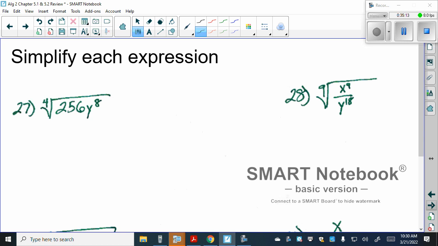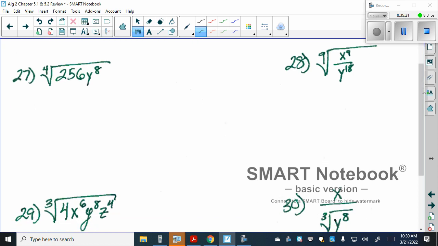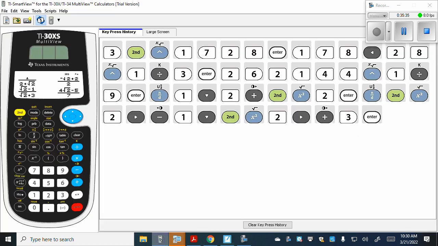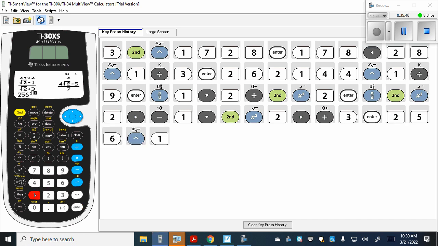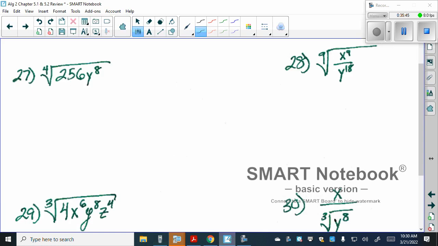Let's look at 27, 28 next. Now, when we look at these here, we're wanting to reduce these radicals if possible. So for number 27, we need to see, can we take the fourth root of 256? Yes, we can. 256 to the 1/4 is 4. So we can type 256 to the 1/4 to see if we can simplify this radical.